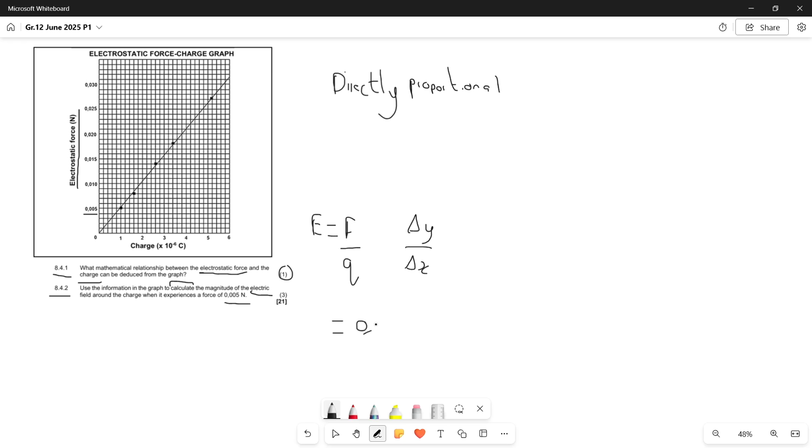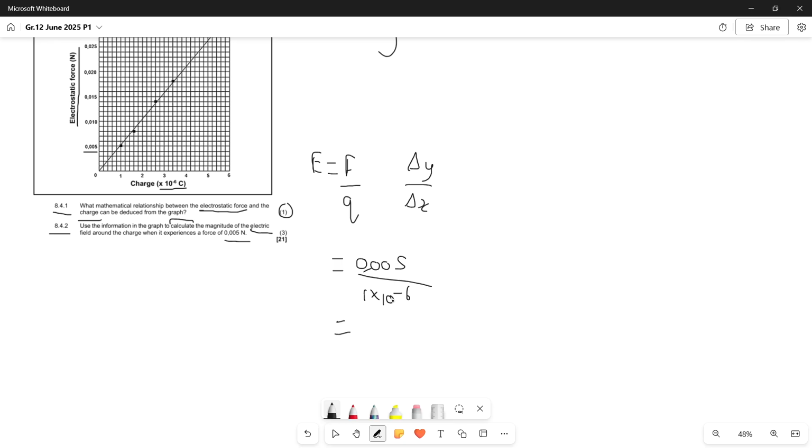So 0,005 newtons is what we're working with for our force, and then our charge over there is 1 times by 10 to the -6. Just don't forget the 10 to the -6 over there. So we can write that in, and our final answer is 5,000 newtons per coulomb to the -1. And that just earned us 3 marks for the last question and 21 marks for the whole section.